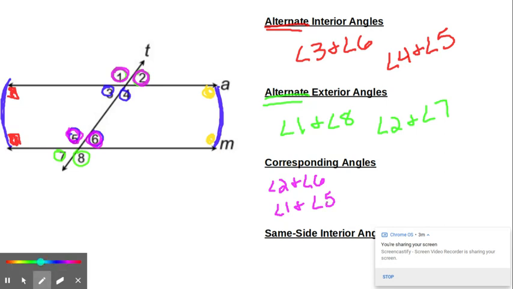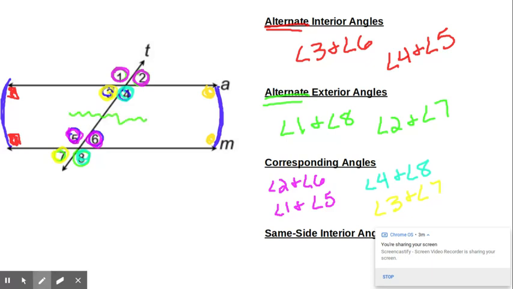Let's switch up some colors here. Angle 4 would match up with angle 8. Angle 4 and angle 8. And then let's go one more color switch here. Angle 3 would match up with angle 7. Okay, another way to think of it would be if you were able to take this and just break this off, like tear it in half right here, and place these 4 angles on top of these 4 angles, which angles would sit on top of each other? That's another way to think about corresponding angles.